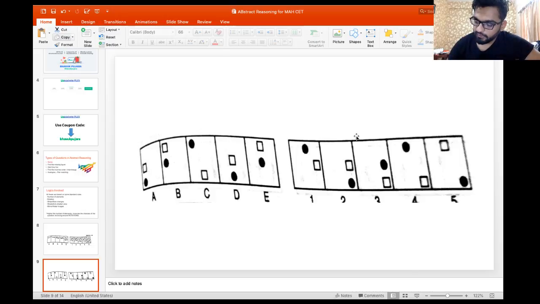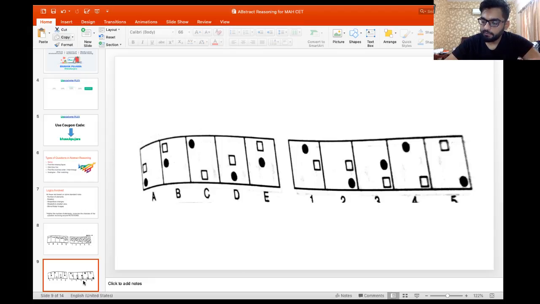What should be the ideal time for solving 25 questions? Not more than 20 minutes. If you are spending more than 20 minutes in solving these 25 questions of abstract reasoning, I would say you're wasting your time. Leave that section right there once you have touched 20 minutes. This section is not worth spending more than 20 minutes on because you have many other tougher sections that you should spare time for.